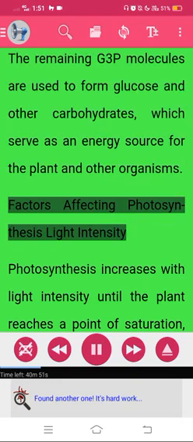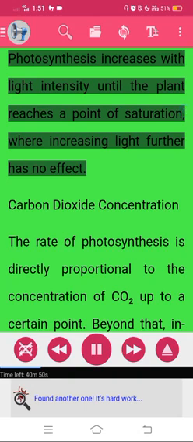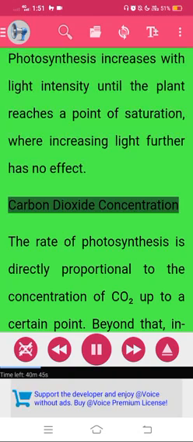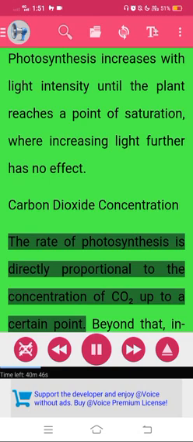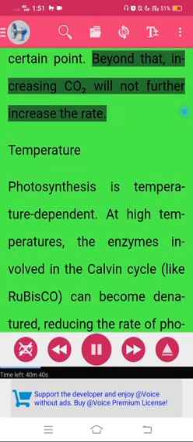Factors affecting photosynthesis: light intensity. Photosynthesis increases with light intensity until the plant reaches a point of saturation, where increasing light further has no effect. Carbon dioxide concentration. The rate of photosynthesis is directly proportional to the concentration of CO2 up to a certain point. Beyond that, increasing CO2 will not further increase the rate.